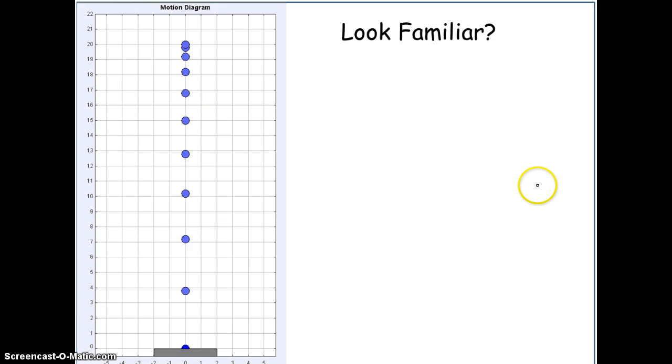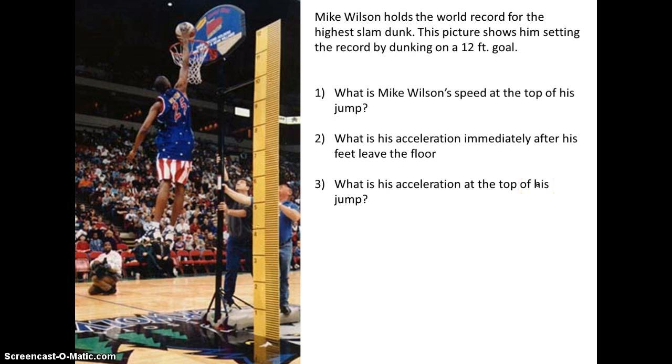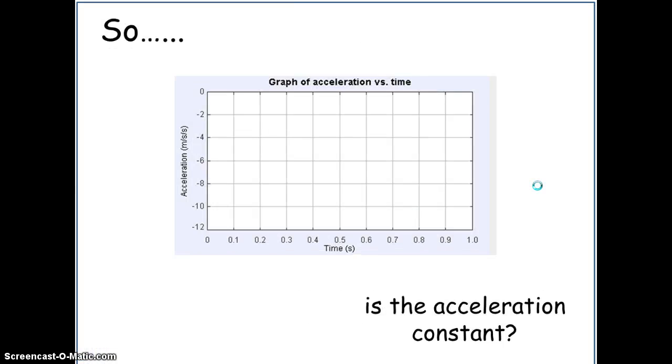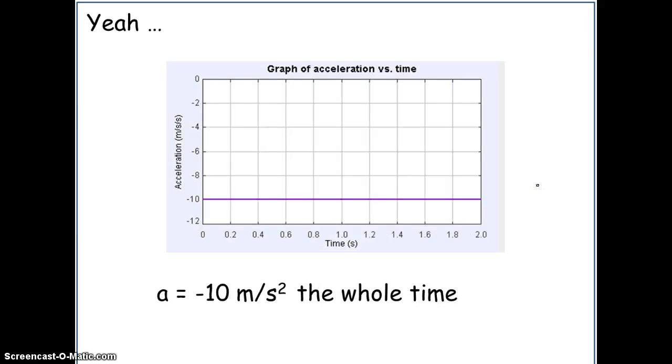Now I wonder if that basketball player could do that: 2 seconds going up, 2 seconds coming back down. We're going to find out about that this week. Alright, how about the acceleration? When this guy's jumping, or anything you throw up, when it comes back down, is the acceleration constant? Does it stay the same? Well, you bet. Negative 10 meters per second squared the whole time. That's what this graph shows, this little blue line right here. As time goes by, the acceleration stayed negative 10.